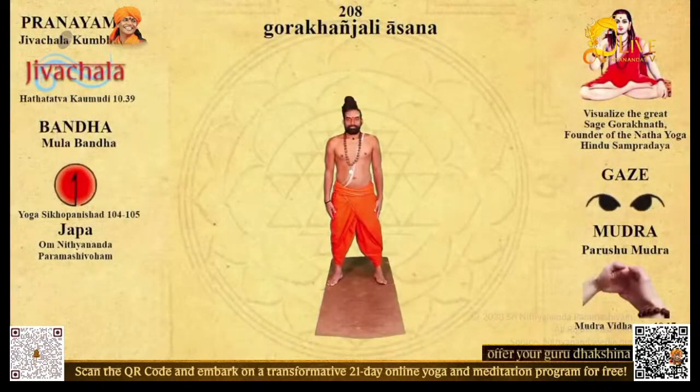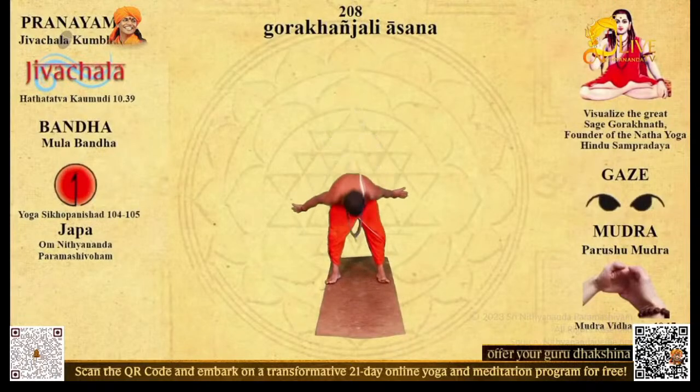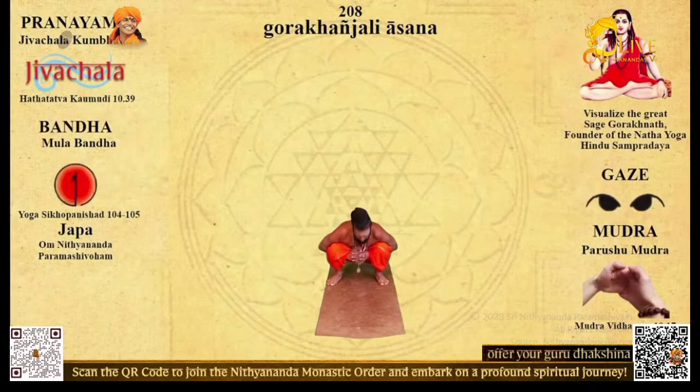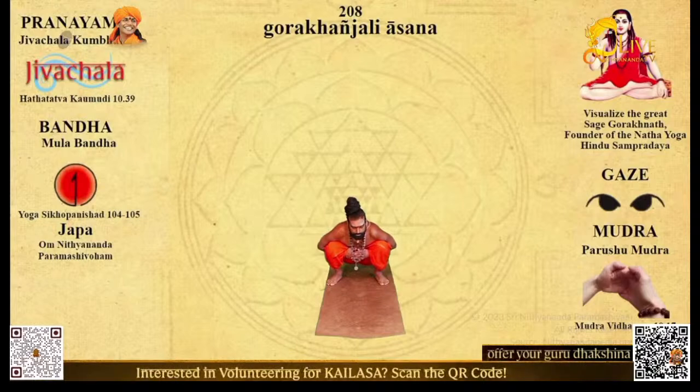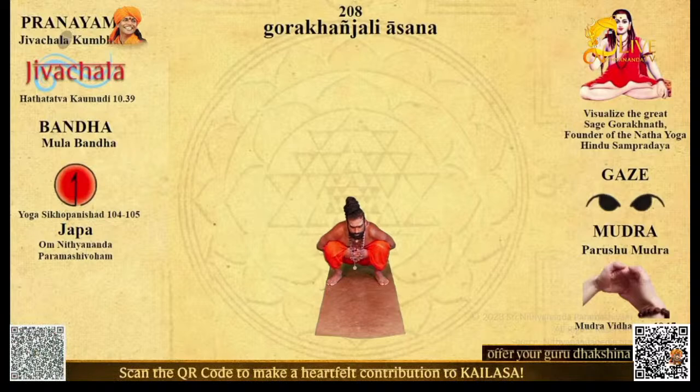Now stand erect and then bend forward, bringing both hands underneath the knees, interlocking the fingers in Pasha Mudra, as you then sit down in a squatting position and bring the finger lock towards your navel. Visualize the great sage Godagna, founder of the Natha Yoga Hindu Sampradaya, and breathe in Jiva Chala Kumbhaka, inhaling all the way, holding your breath, and by the force of your will, moving the prana up and down and through the limbs of your body.